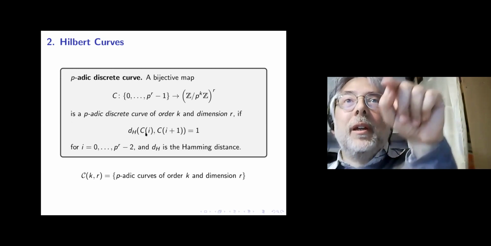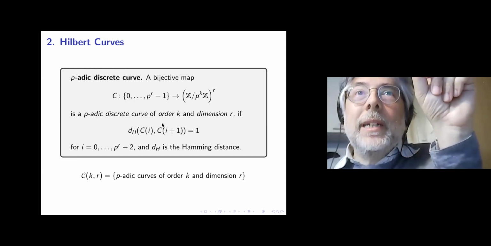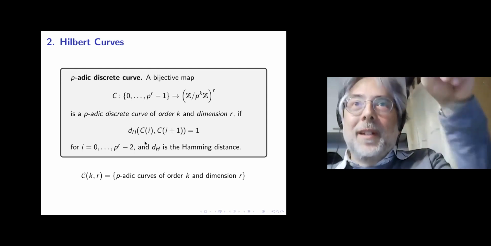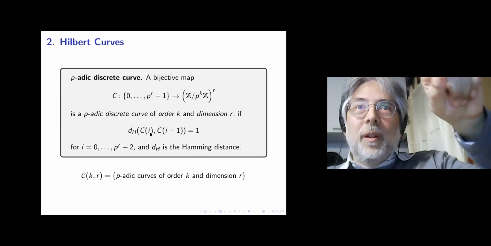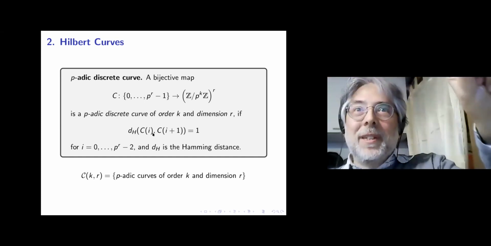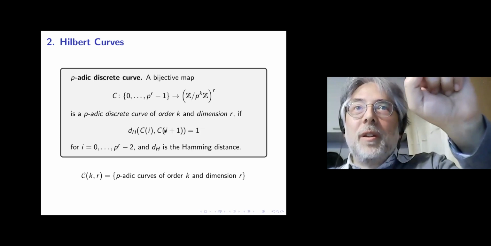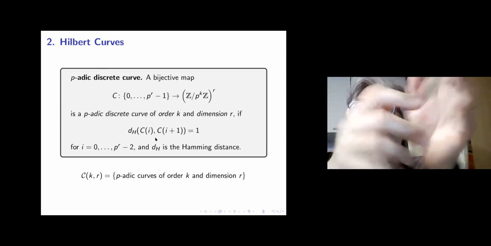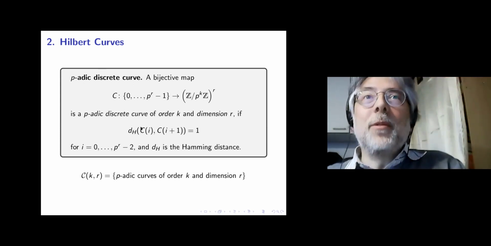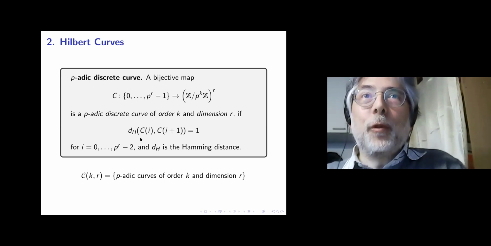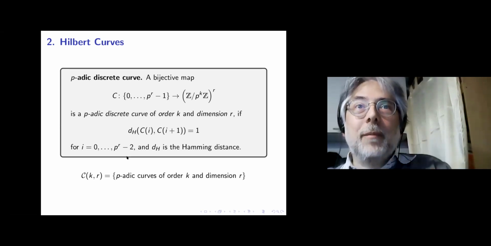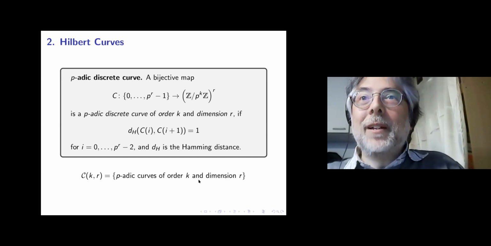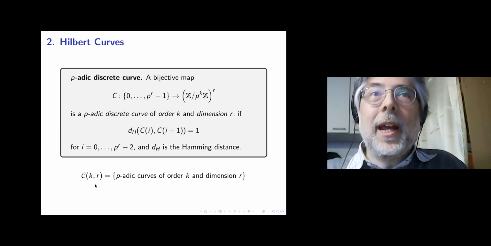If 2 neighboring indices get mapped to 2 neighboring points, in the sense that the tiles are neighboring, that means the coordinates differ only in 1 coordinate. All other coordinates are the same. Or in other words, the Hamming distance is 1 for 2 neighboring points. And then you take the set of all such p-adic curves, order k and dimension r, called C_k^r.